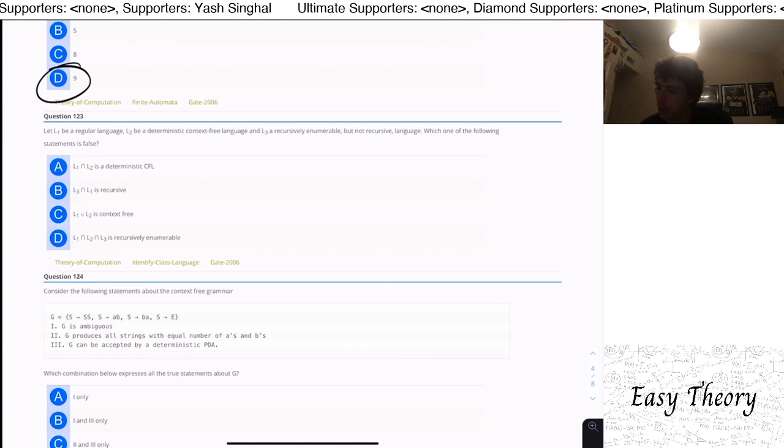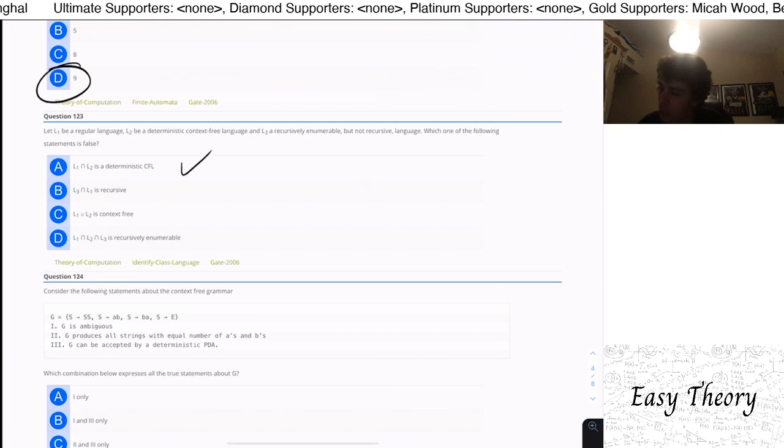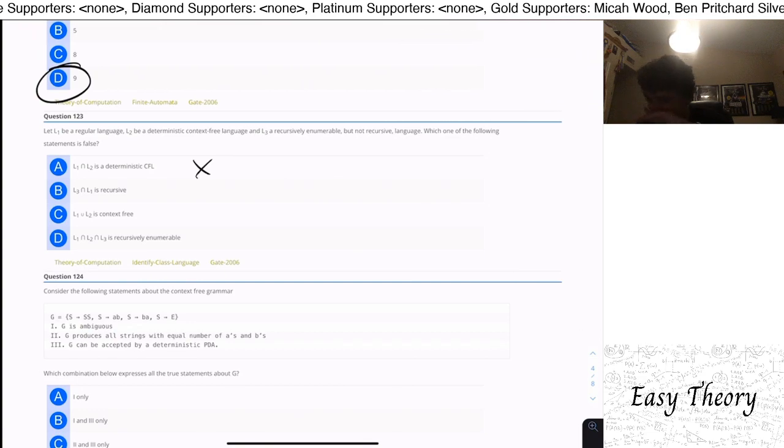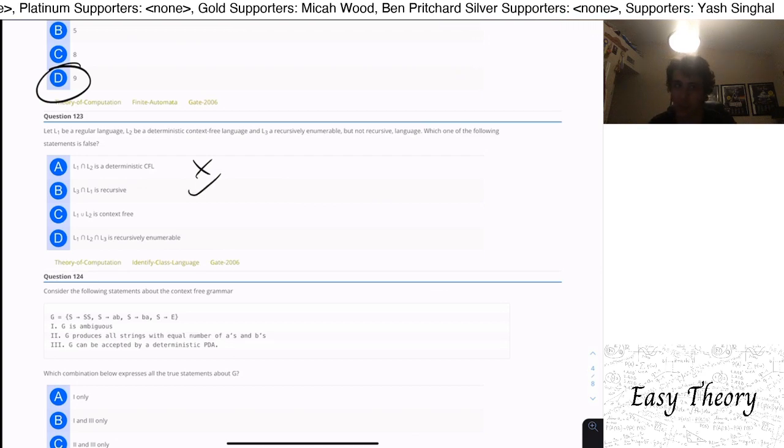L1's regular, L2 is deterministic context-free, L3 is enumerable, not decidable, not recursive. Which L1, L2 is deterministic. Yep. So that's false. Well, it's a true statement, but it's not the answer. L3 intersection L1 is recursive. No, that's not necessarily true. So that is false. So I'm going to go with that one.